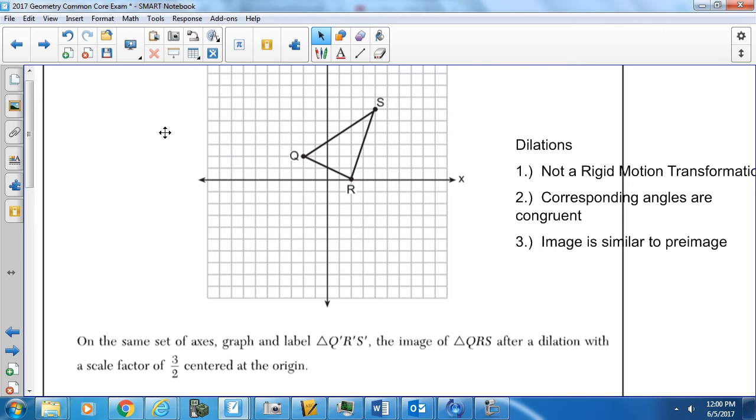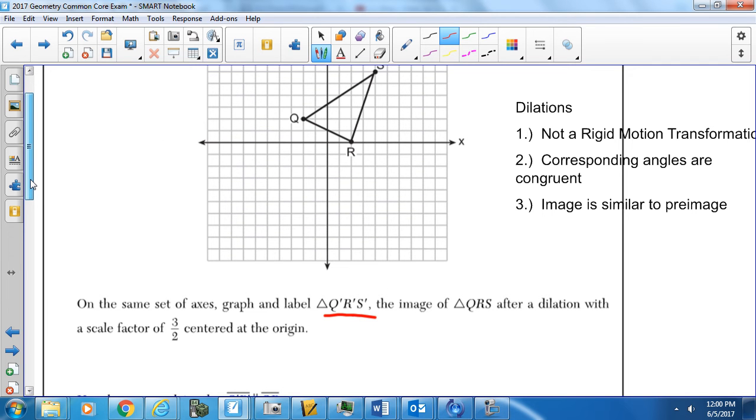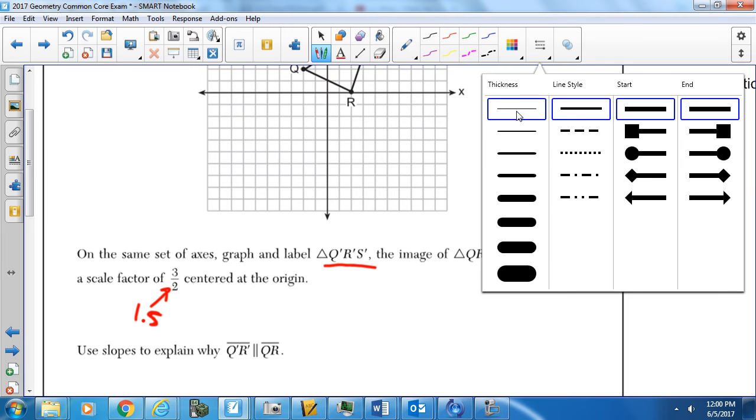All right, look at number 32. It says triangle QRS is graphed on a set of axes below. Now below it says, on the same set of axes, graph and label triangle Q prime, R prime, S prime, the image of QRS after a dilation with a scale factor of 3/2, centered at the origin. This 3/2 could also be just seen as 1.5, all right?